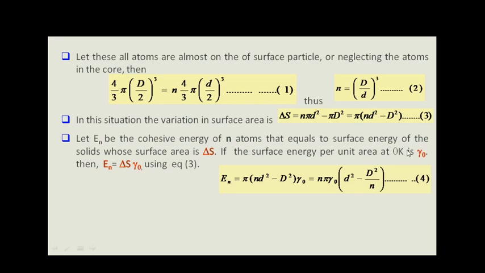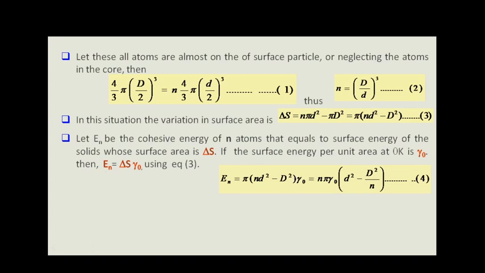Again, if your cohesive energy is En for n number of atoms, as there is a change in the surface from the nano phase to the bulk phase, or the number of atom surfaces to the particle surface, and we mimic that all atoms are on the surface, therefore there is a variation in the surface. If the surface energy per unit area at 0 Kelvin is gamma 0, then gamma 0 should multiply with that particular surface, and that would be my En. So, that is equation 4.